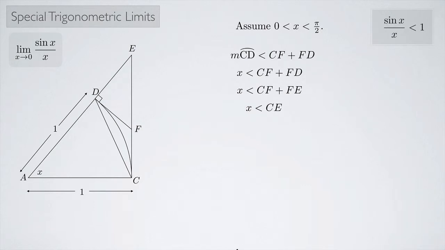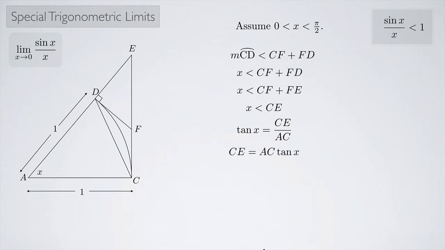But CF plus FE, that's just this long side of the big triangle here, CE. Now the tangent of x is CE over AC. So remember by SOHCAHTOA, tangent is opposite over adjacent. So here's x. I'm looking at the big triangle now. The opposite side, that's CE, and the adjacent side, that's AC.